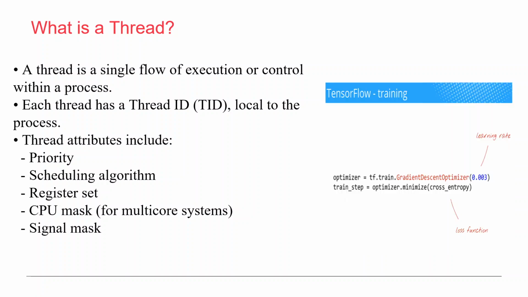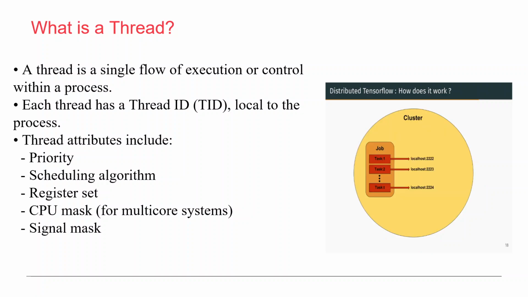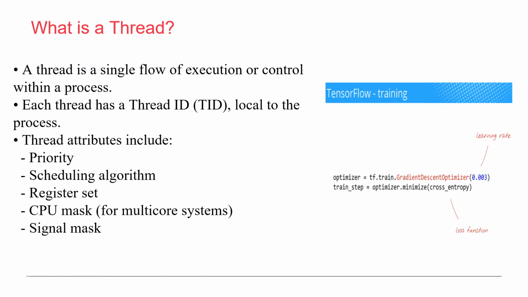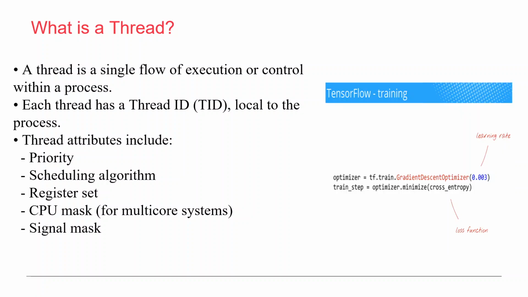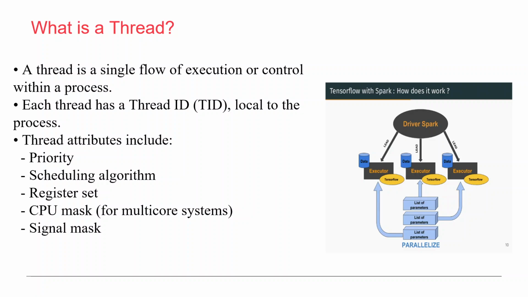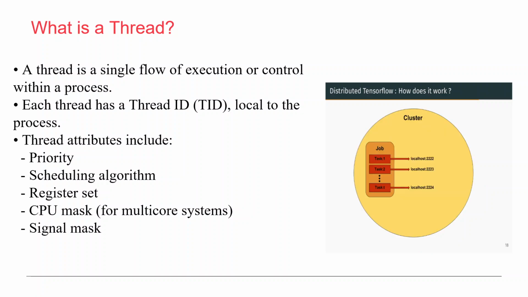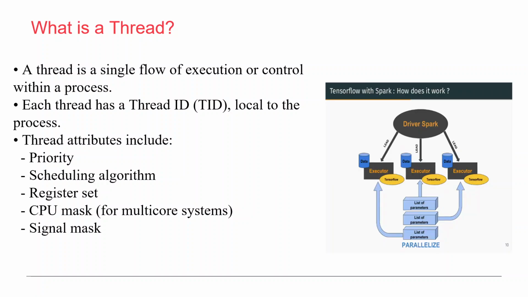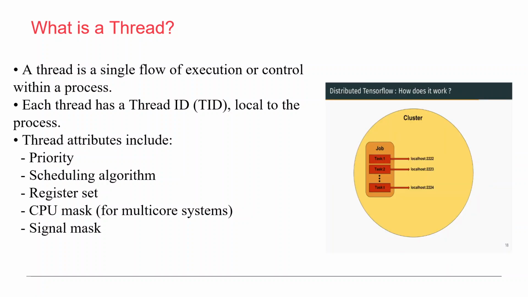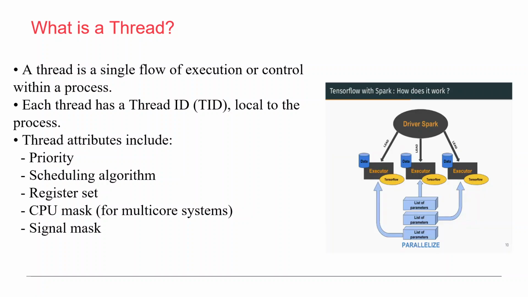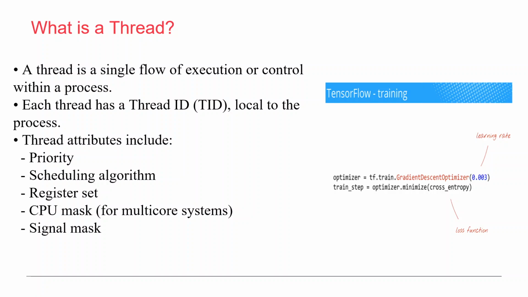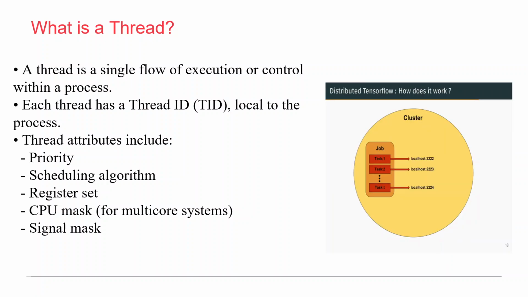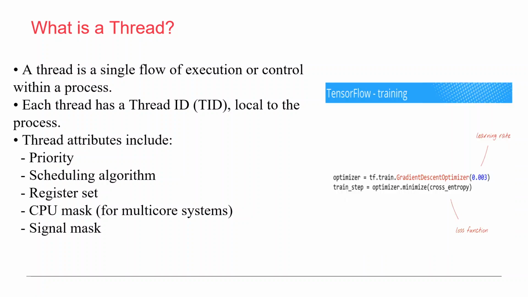So what do you mean by a thread? A thread is a single flow of execution or control within a process. A thread exists within a process. Each thread has a thread ID, like the process ID, PID. The thread ID is local to the process. Thread attributes include five things: priority, scheduling algorithm, register set, CPU mask, and signal mask.